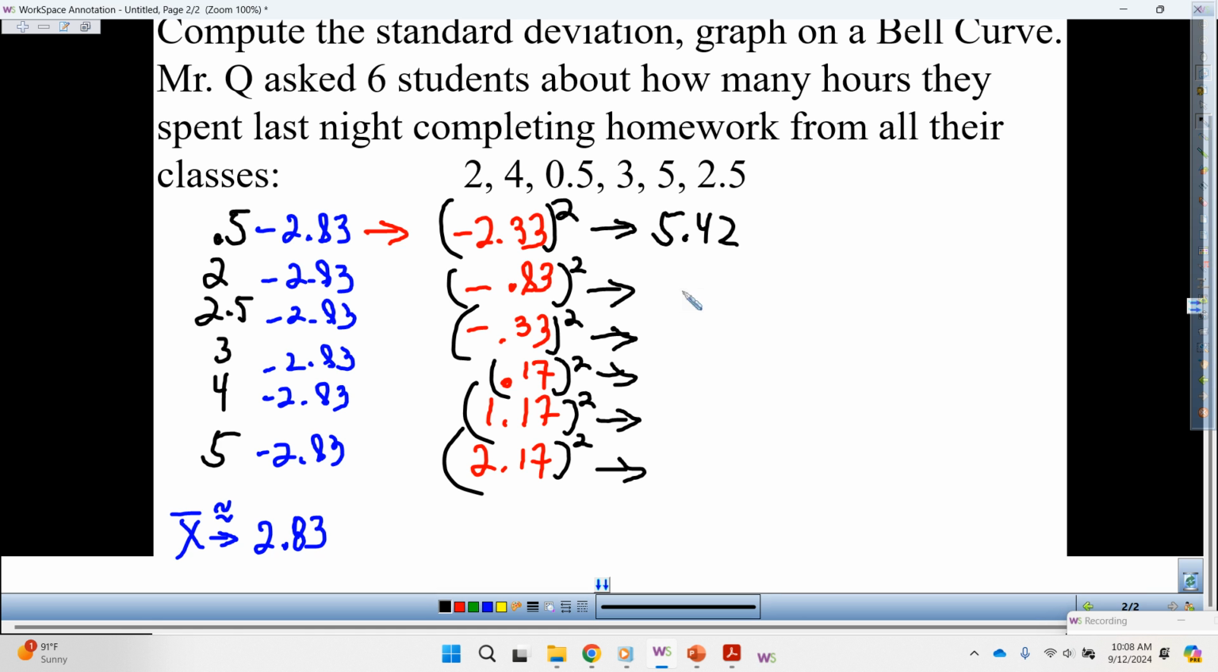0.42. What is it? 0.68. 0.10. 0.42. 0.02. 1.36. 4.70. Hands, have you got something like that? All right, some of us, all right. What do we do next?